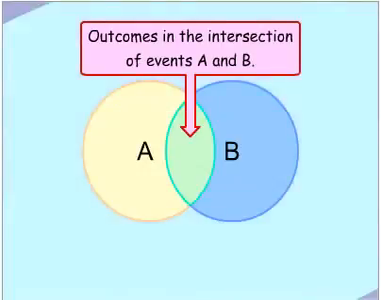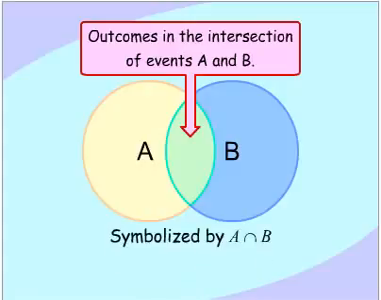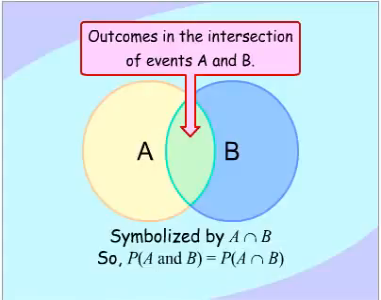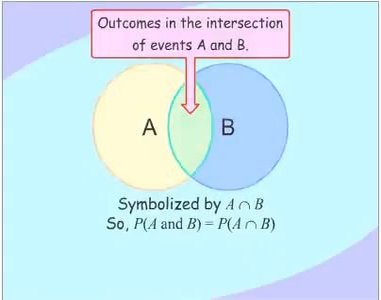When we ask for the probability of A and B, we're asking for the probability that both events A and B occur. If we think of events A and B as two sets of outcomes, we're asking for the set of outcomes in the intersection of events A and B. The intersection of two sets A and B is symbolized by A ∩ B. This refers to the set of elements in both set A and set B. So we could write it this way: the probability of A and B is the probability of A ∩ B.